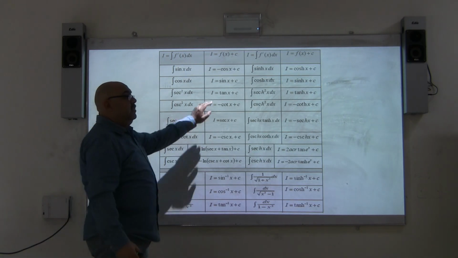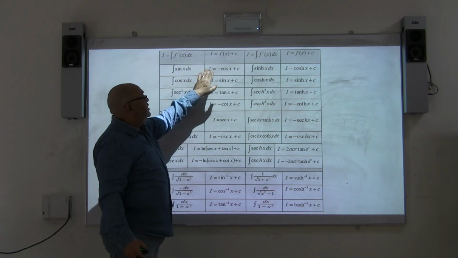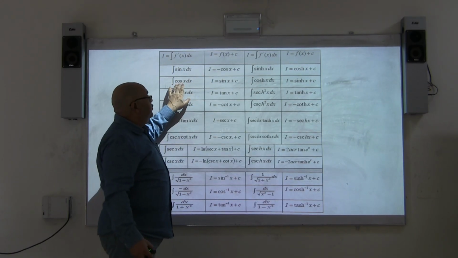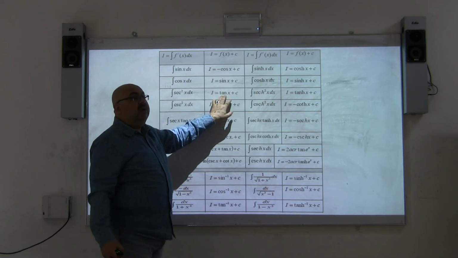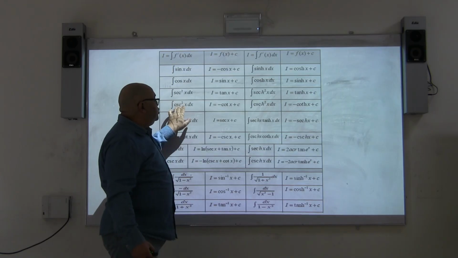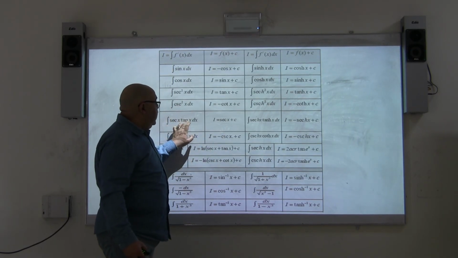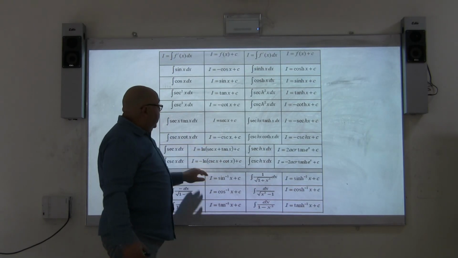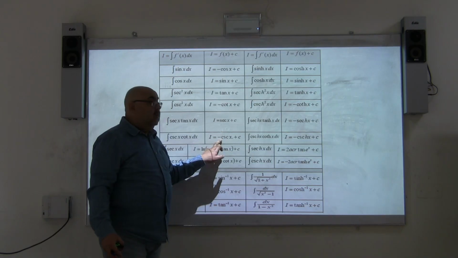If you remark, that's the integration of sine of x. Integration of sine of x is negative cosine of x. Integration of cosine of x is sine x. The integration of sec squared is tan of x. The integration of cosec squared is negative cot of x. The integration of sec times tan of x is sec of x. The integration of cosec times cot is negative cosec of x.